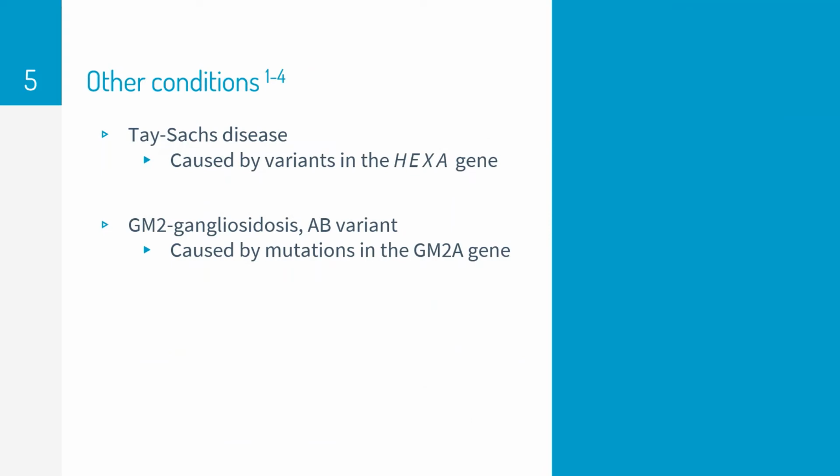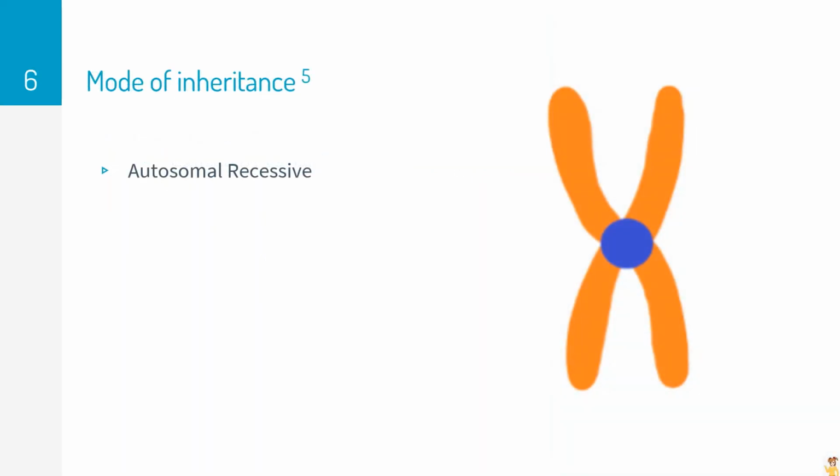Sandhoff disease is frequently referred to as a GM2 gangliosidosis, or a lysosomal storage disorder, as it affects the function of lysosomal enzymes and involves the buildup of GM2 ganglioside. This disease is only one of 3 conditions caused by a buildup of GM2 ganglioside. Other conditions include Tay-Sachs disease, which is caused by variants in the HexA gene, and GM2 gangliosidosis, which is caused by mutations in the GM2A gene. The mode of inheritance for Sandhoff disease is autosomal recessive.